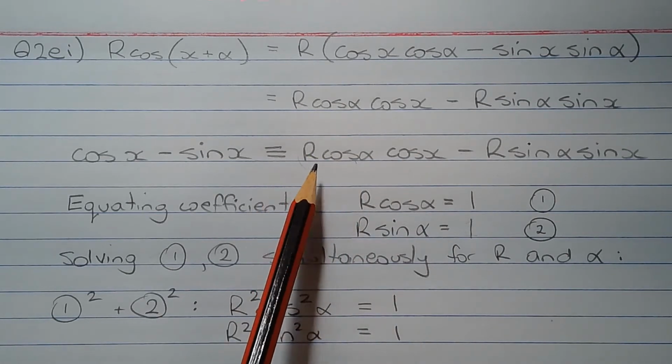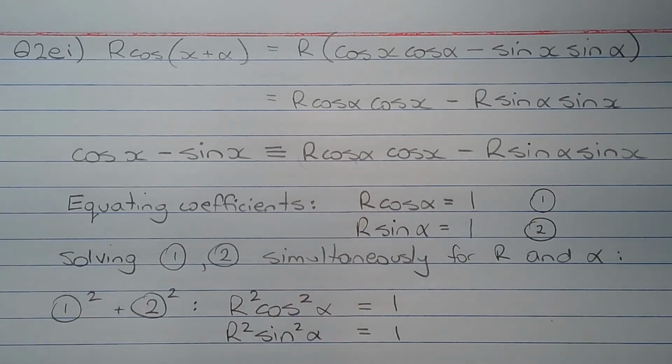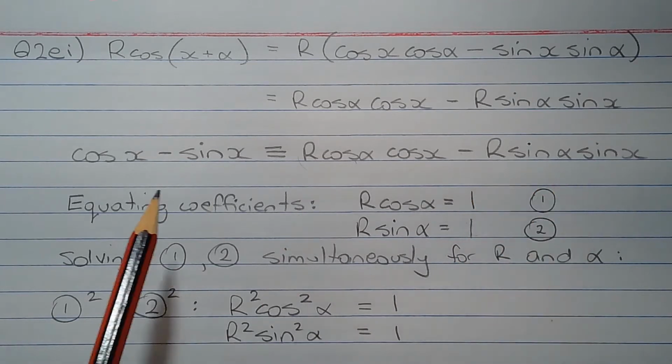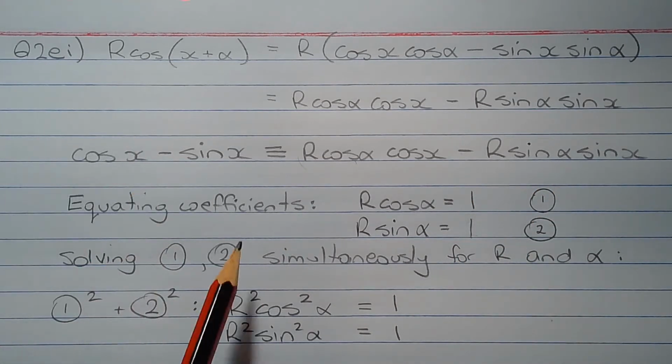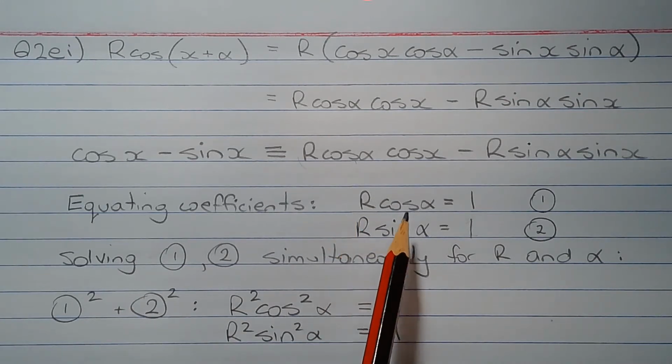So r cos alpha must equal 1 and negative r sin alpha must equal negative 1. So by equating coefficients, we form these two equations. r cos alpha equals 1, we'll call that equation 1, and r sin alpha equals 1, and we'll call that equation number 2.